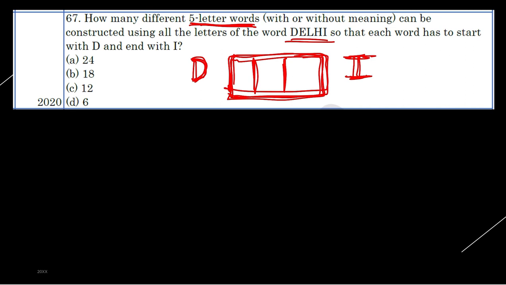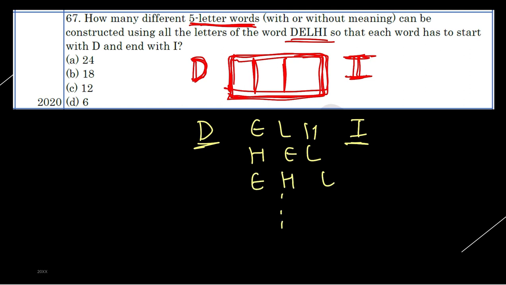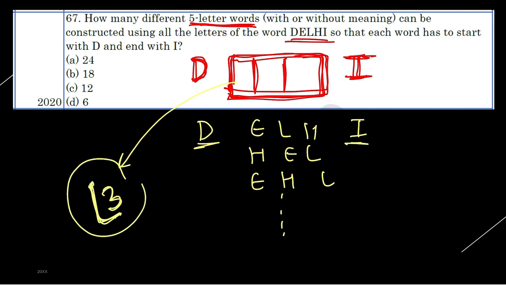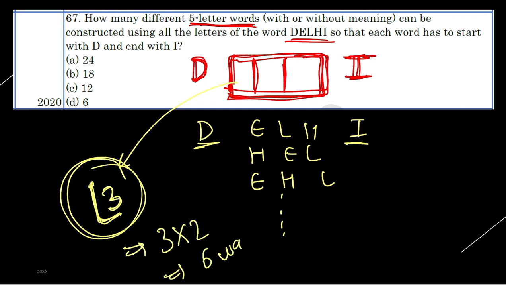So what is the case here? If you are not able to recall this, go and watch the combinations video. We have already solved such type of question. With the first and last letter fixed, we can form D E L H I or D H E L I or D E H L I and so on. So how many ways of filling these 3 positions? That is factorial 3. We have already solved this in a lot of questions when we were doing the theory. So factorial 3 is 3 into 2 into 1, that is 6 ways. So the answer is 6 ways. I hope this is clear.